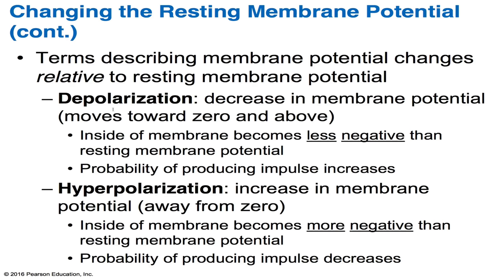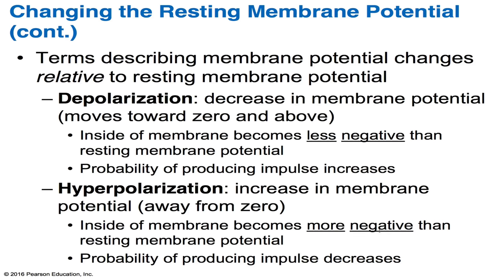It moves closer to zero, and the probability of producing an impulse increases. So for example, this could be a change in resting potential from minus 65 millivolts to minus 50 millivolts. In other words, we're moving closer to zero.